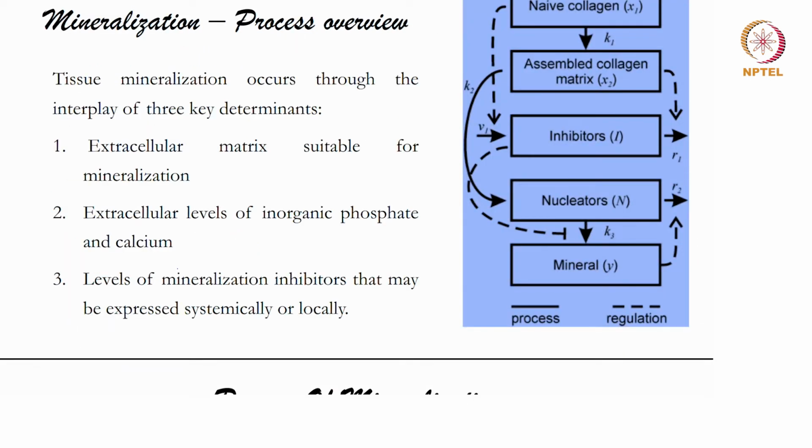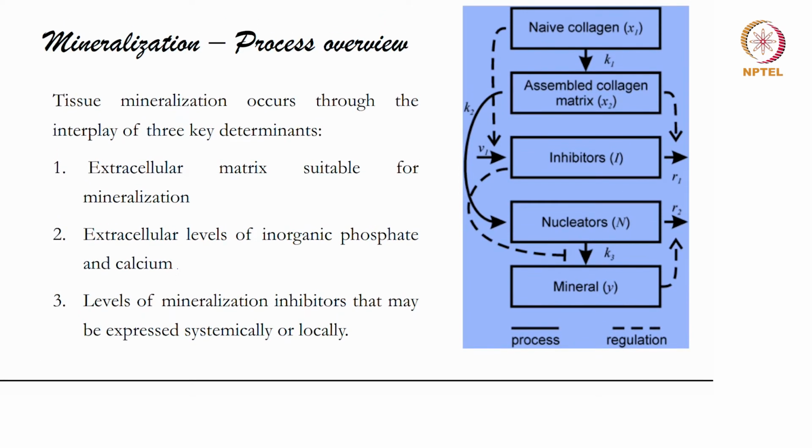So, as an overview of bone formation, we can see that the tissue mineralization occurs through 3 key determinants. So, this is the most important point over here. 3 key determinants are important for mineralization. So, what are those key determinants? The first one is your matrix.